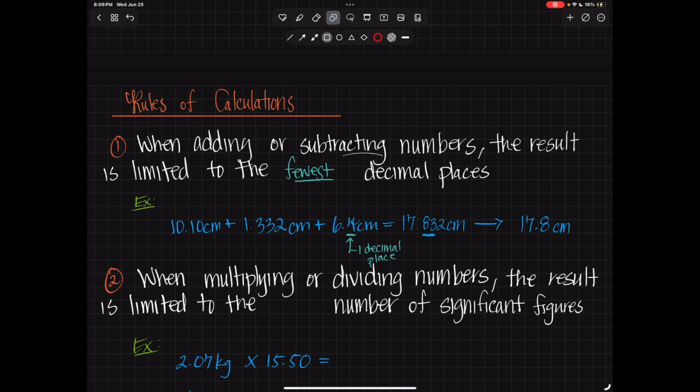And let's box our answer. Let's just go in and analyze this. One decimal place for our 6.4, so our answer is going to also have one decimal place.